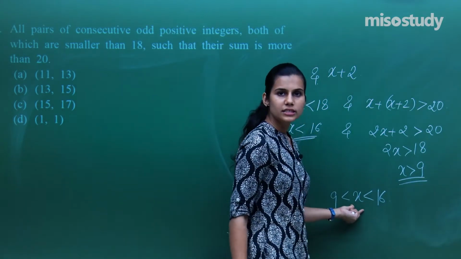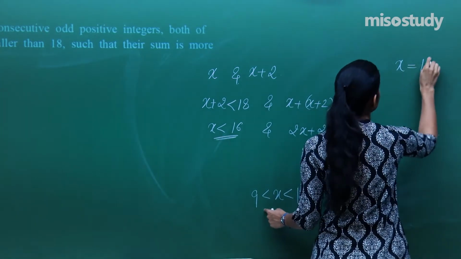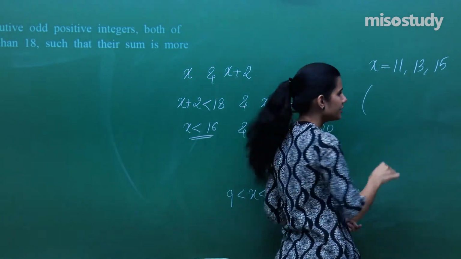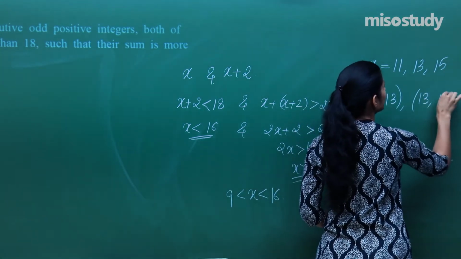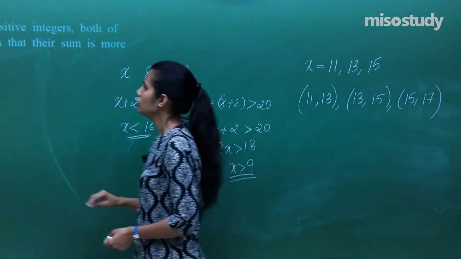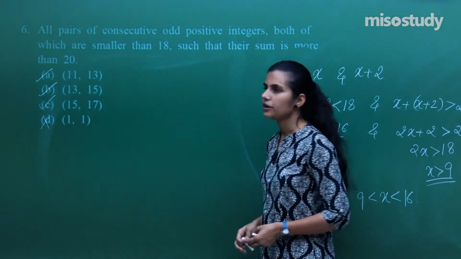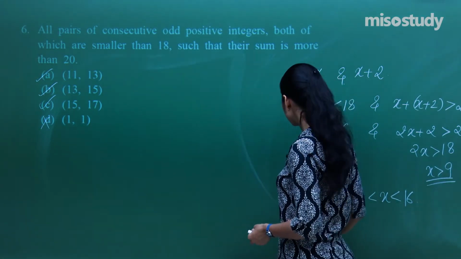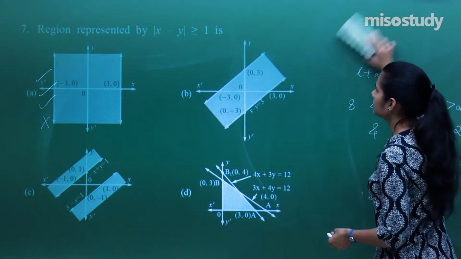X is what? A positive odd integer. So x cannot take 9, the next positive odd integer is 11. Next is 13 and next is 15. So all the pairs are x, comma, x plus 2, then 13, comma, 13 plus 2, 15, comma, 15 plus 2. So 11, 13, 13, 15, 15, 17, but not this. These are all the pairs of consecutive odd positive integers, both of which are smaller than 18 and their sum is greater than 20.